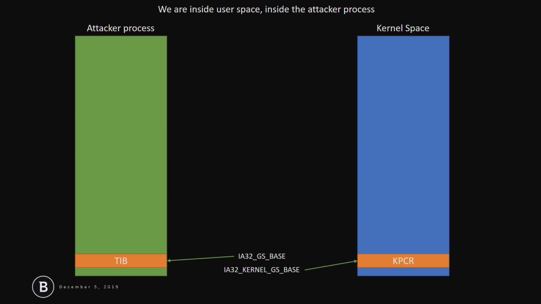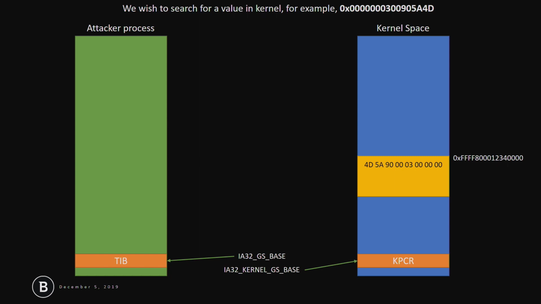The GS base normally points while inside user space to the thread information block, and the inactive kernel GS base points to the KPCR. Let's assume that inside the kernel, at a certain address, there is a value that we are searching for inside the kernel memory, okay? For those of you who are somewhat familiar with reverse engineering and the PE file format, you would immediately see that this is actually the MZ signature, and this particular value is the actual value which is located in the first 8 bytes of the Windows NT kernel image.